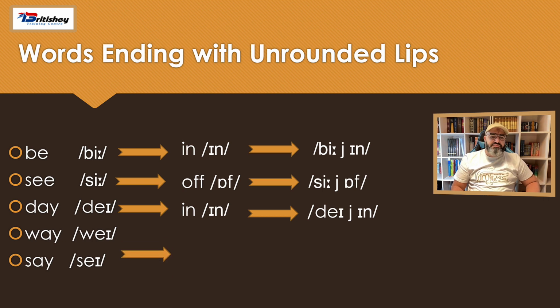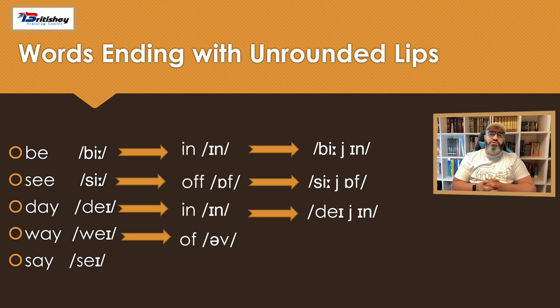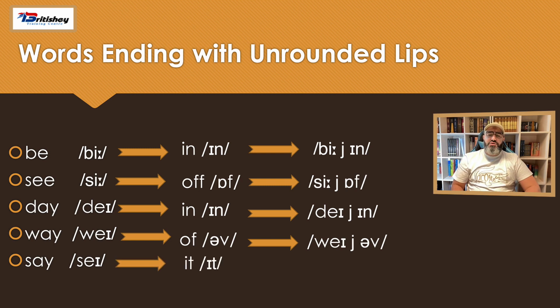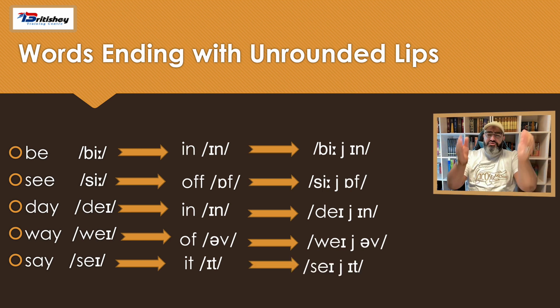Another example. Look at this. Way, let's add of. So are we going to say way of? No, we don't want to say way of. We want to say way-yof. And it will be this way. Another example. Let's go to say. Say, and we add it. So we don't want to say say it. No. So it will be say-yit. So we added a yah sound. Look at this. Say-yit.